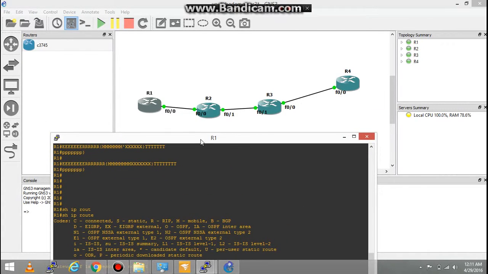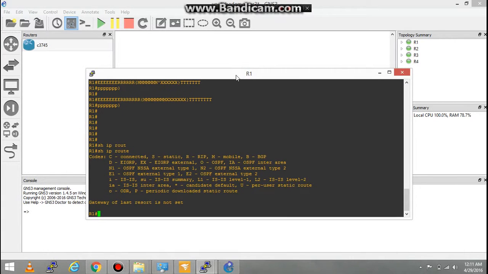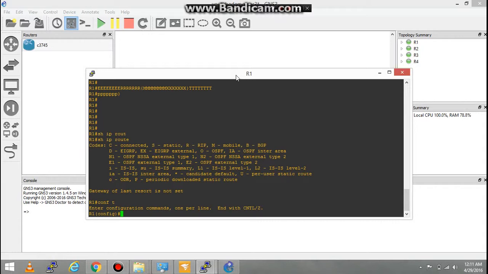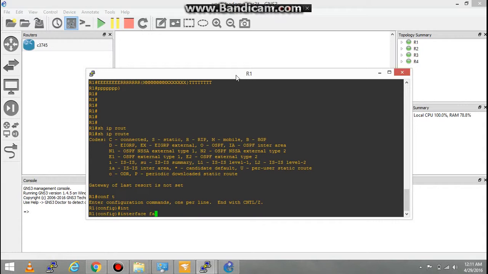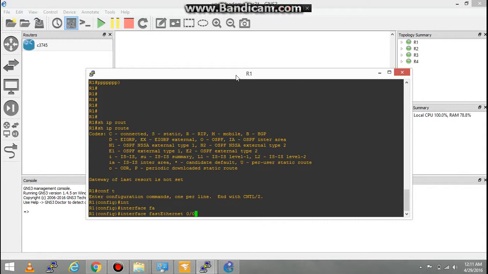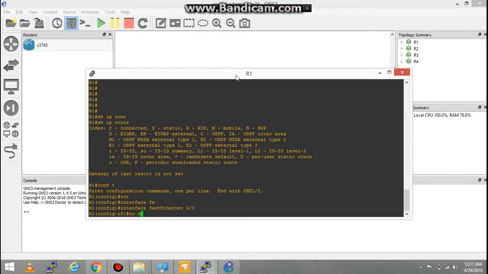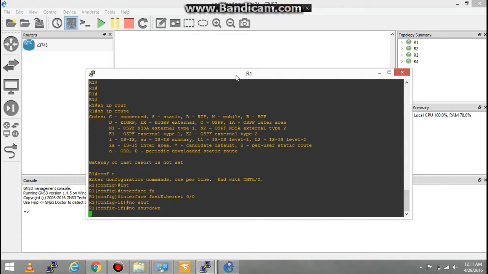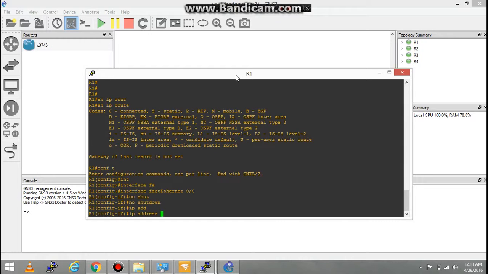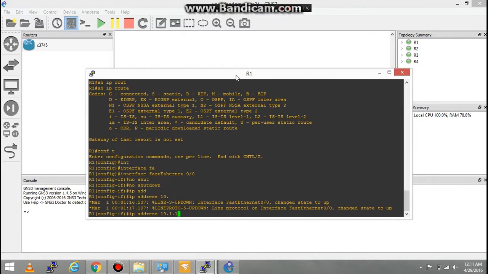As you can see, we need to configure an IP address on Fast Ethernet 0/0. I go to the configuration mode, interface mode, Fast Ethernet 0/0. I bring it up and I configure an IP address of 10.1.1.1 with a subnet mask of 255.255.255.0.